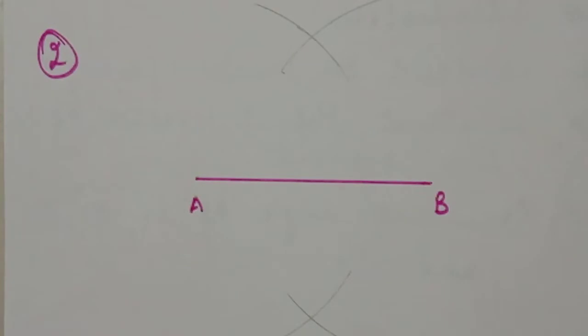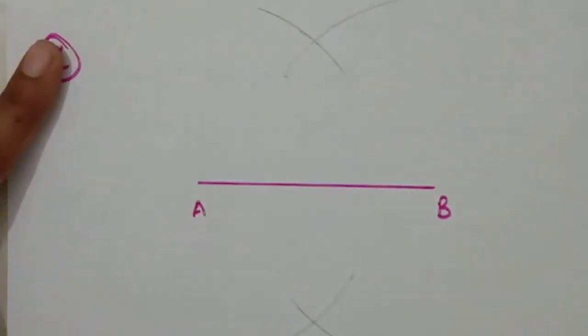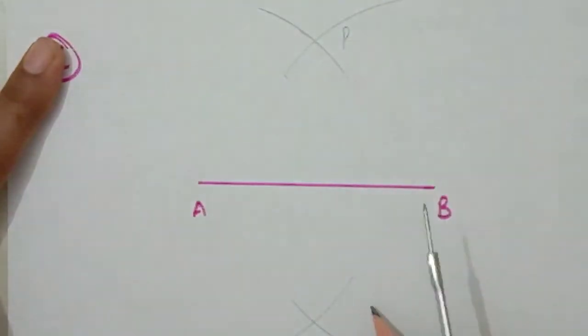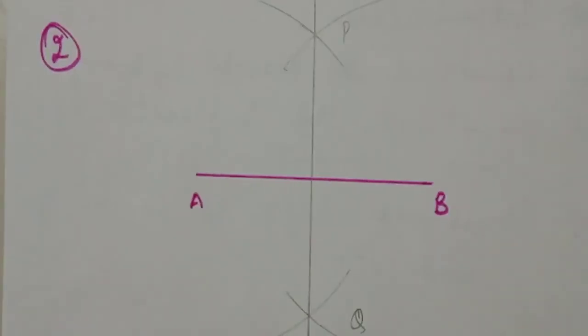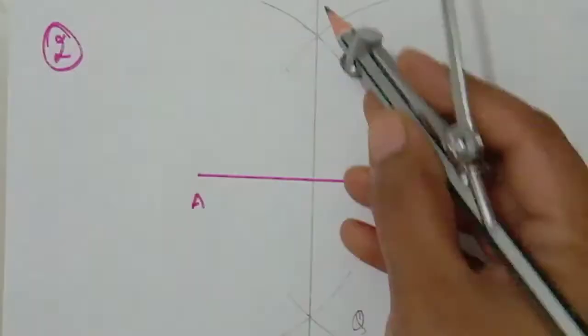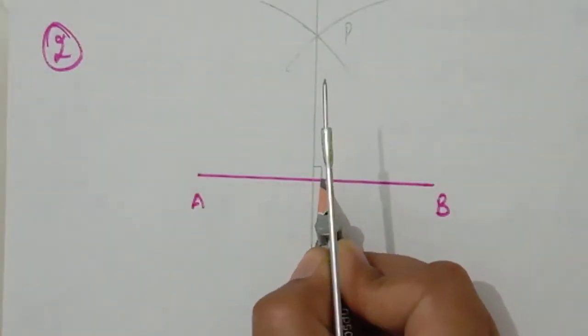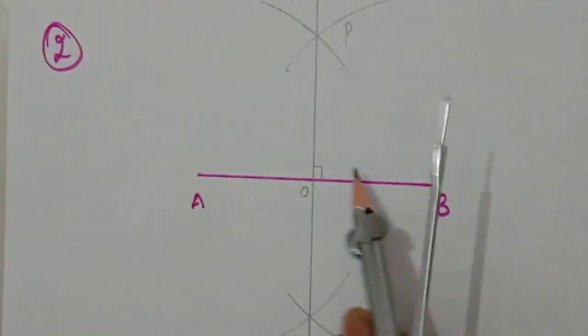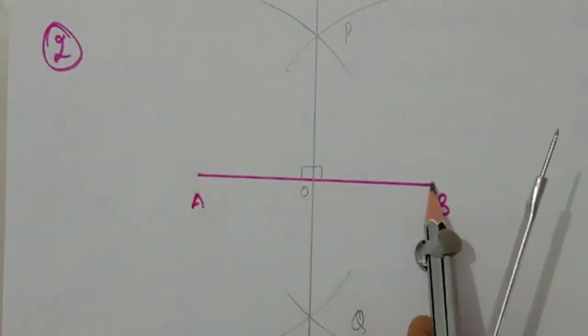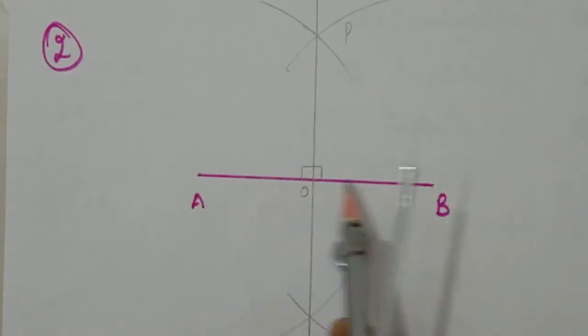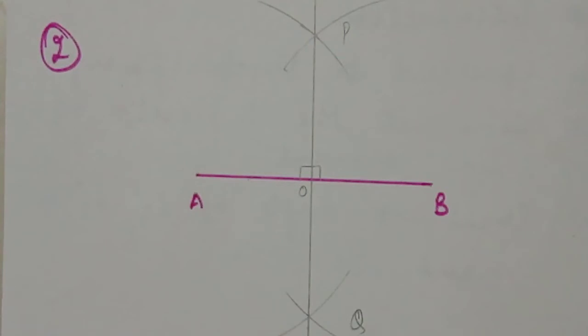Then now we will mark the meeting points of these two arcs as P and Q. Now we will join P and Q. When we join these two points, this is the perpendicular bisector of the line. It means this line is perpendicular on the given line segment, and AO and OB are always equal to each other because this line bisects this line. So this is our second topic. Now third one is how we will draw the different kinds of angles.